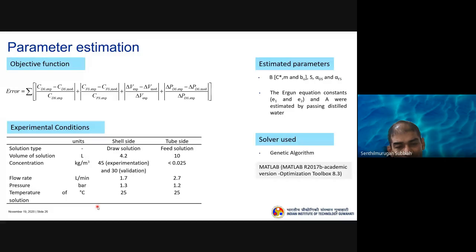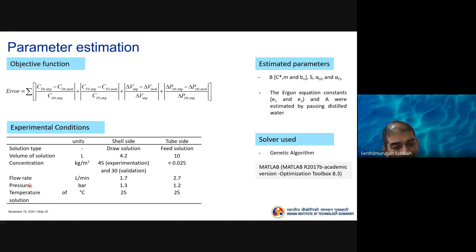So we are going to use the volume of 4.2 liters, and in the tube side it is 10 liters. Okay, tube side feed solution. So why is the feed volume very high? Because the water will be transported from the feed to the draw solution side. And then the concentration, so we are talking about sodium chloride as a draw solute, where we have used 45 kg per meter cube, which is equal to 45,000 ppm. And this is 30,000 ppm, which is equivalent to seawater.